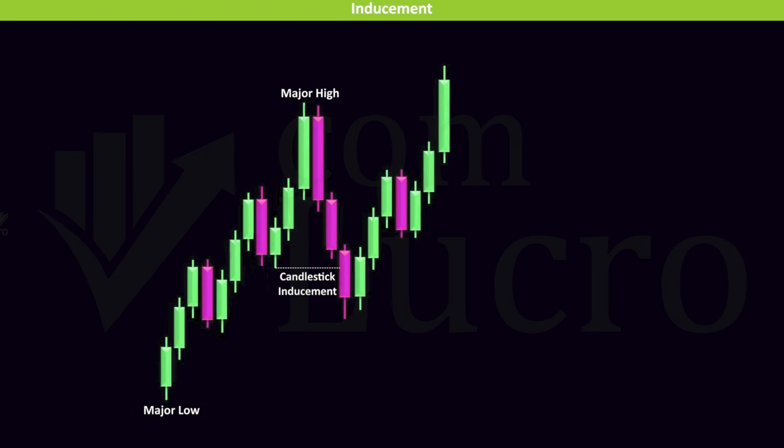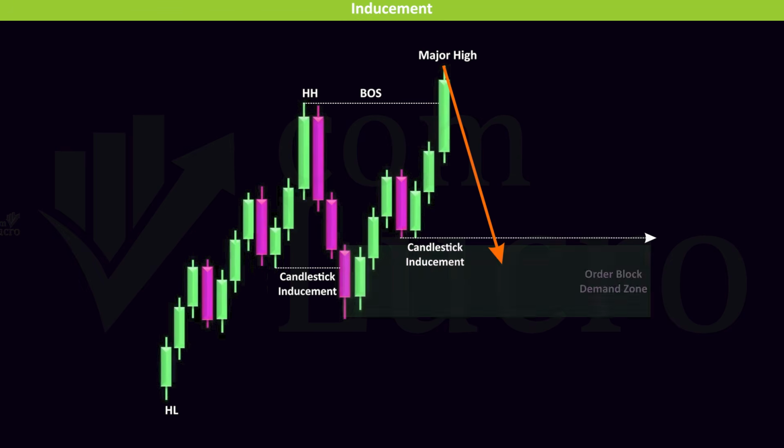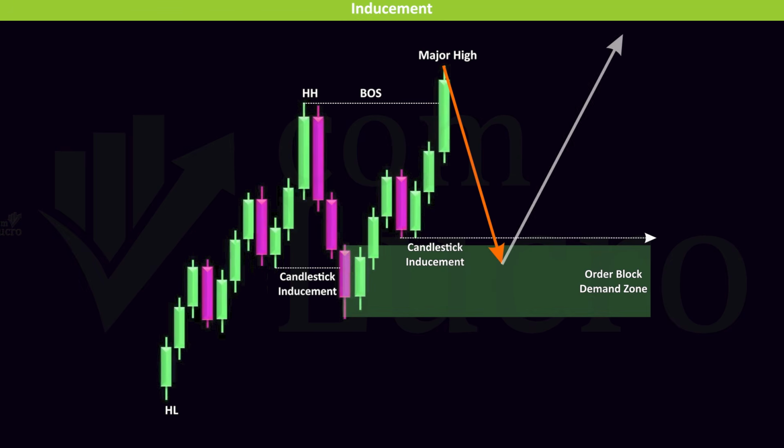These areas are deliberately created to build false confidence, drawing traders into setups that appear high probability but are ultimately engineered to fail. By learning how to identify true inducements, you will be able to filter out deceptive price action, recognize valid order blocks, and avoid the liquidity traps that consistently capture most retail traders.